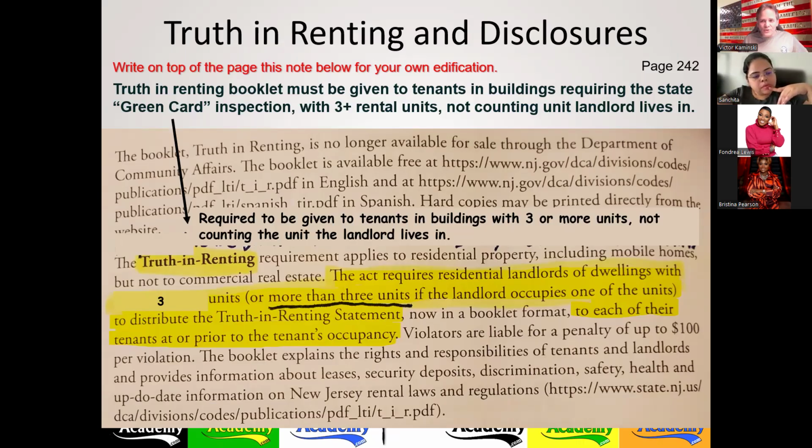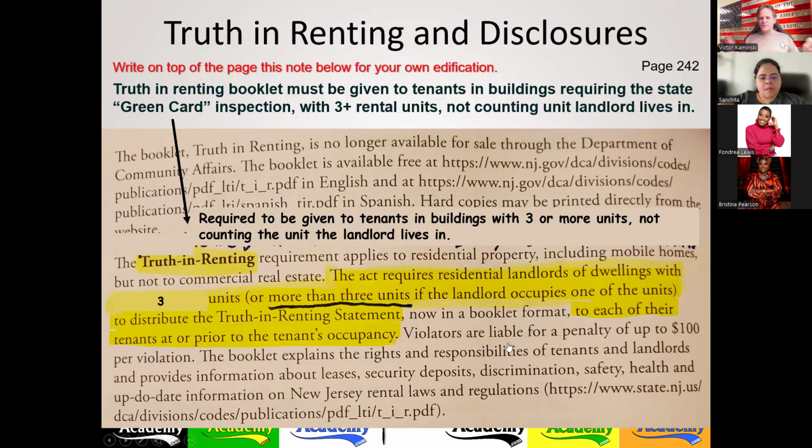More than 2 units is how much? What's more than 2? It's 3. So just write 3. So you got 3 units there. So I think you white it out, put it over there and write 3 units, or more than 3 units if the landlord occupies one of the units, which would make it 4 units if the landlord's occupying one of them, to distribute the truth in renting statement.